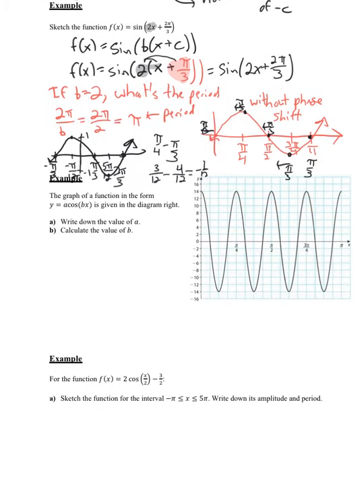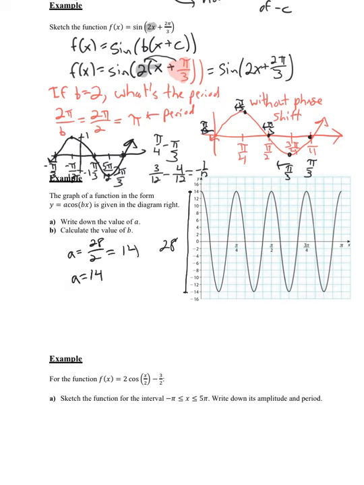Okay, so our next example says the graph of the function in the form y equals a cosine bx is given in the diagram on the right. Write down the value of a, and then calculate the value of b. So for a, we're just going to go from max to min. We're going from 14 to -14. That's a total of 28. The amplitude is always half of that. So we would say a equals 28 over 2, or just 14.